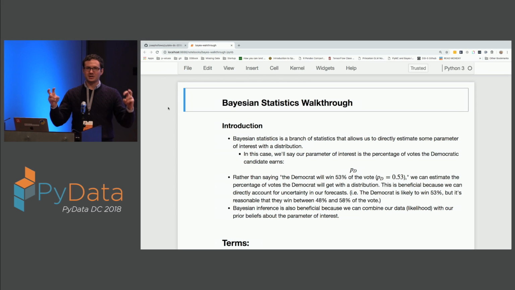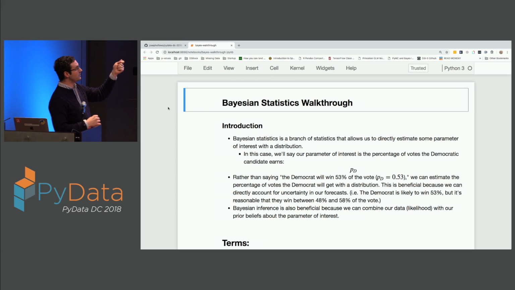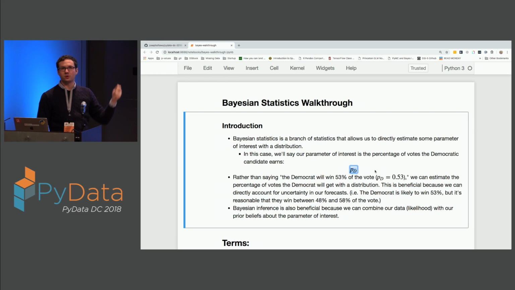So if you think about a traditional statistics class where you learn about things like hypothesis tests and confidence intervals, you might have heard the term frequentist statistics. That relies on a certain interpretation of probability, and you treat those parameters as having one value. So, for example, the parameter of interest we're going to talk about is the proportion of votes, or the percentage of votes that the Democrat is going to get.